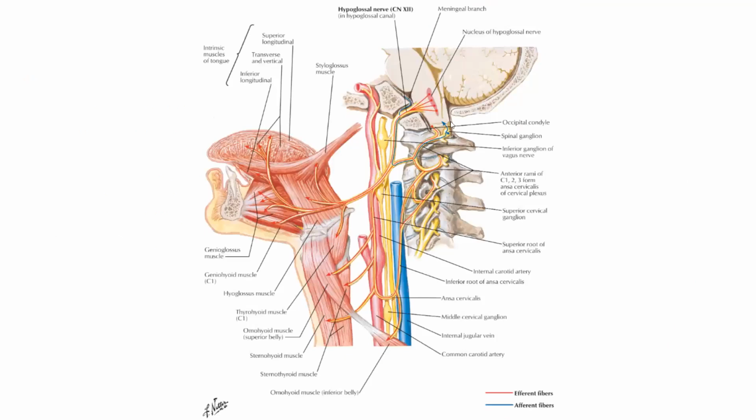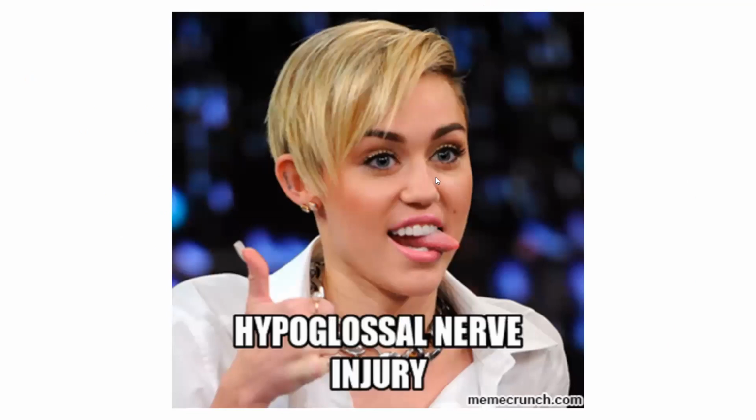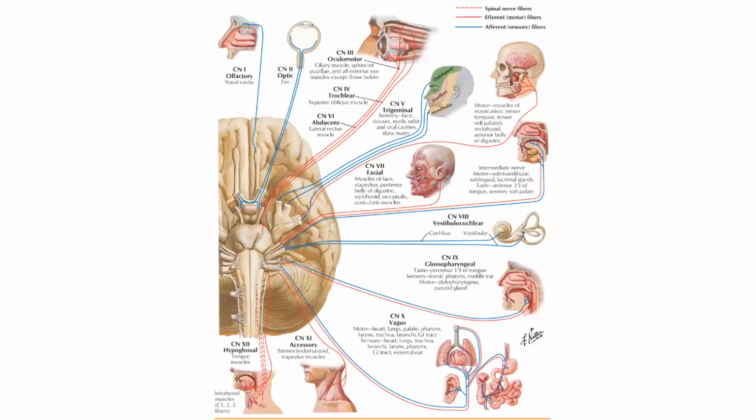So this is just another schematic going into the tongue. Okay, moving your tongue. So if you damage one of your hypoglossal nerves, the tongue will point towards the one that's damaged. So Miles here has a left hypoglossal nerve injury, I think. Why else would she stick her tongue out like that? I don't know. So, yep.